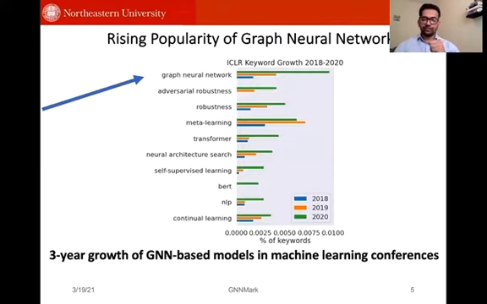drug discovery. So here's a chart from the popular machine learning conference ICLR, and this shows the 3-year growth of GNN-based models in machine learning conferences. As you can see, over the past 3 years, there's been a significant increase in the amount of effort that has been put into developing graph neural networks. And this is because the machine learning community has realized the power of this type of machine learning algorithm, because they are able to deal with much more complex graph-based data that conventional DNNs cannot apply to. So overall, there has been an increase in the amount of effort that has been put into this field.